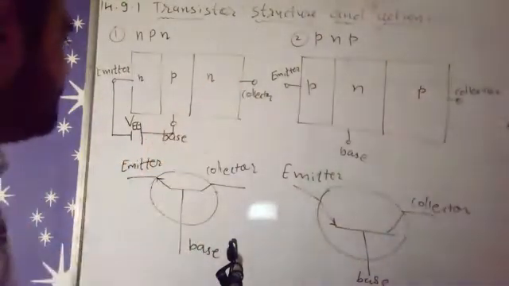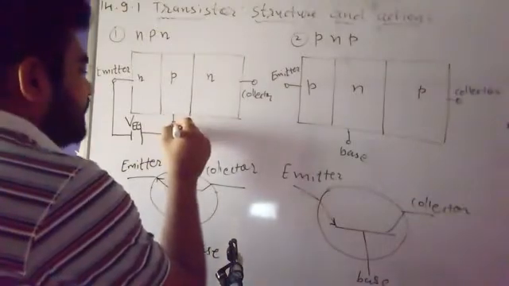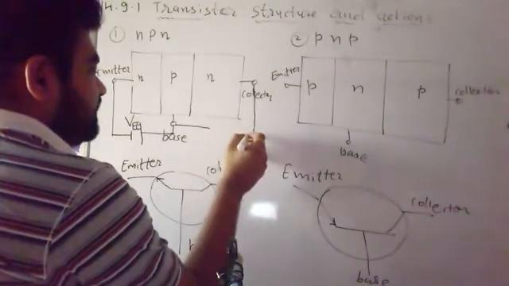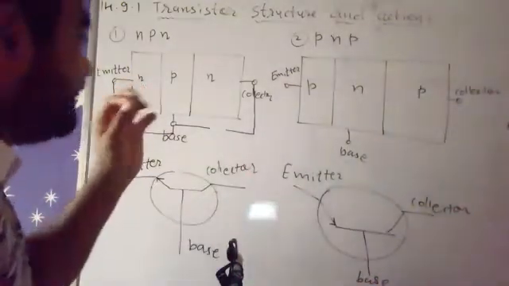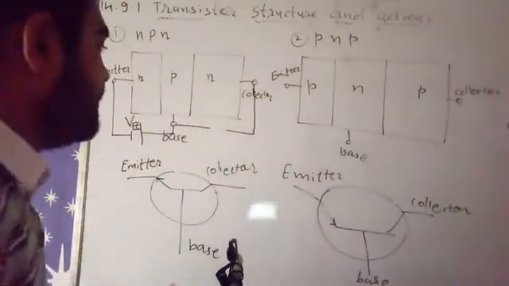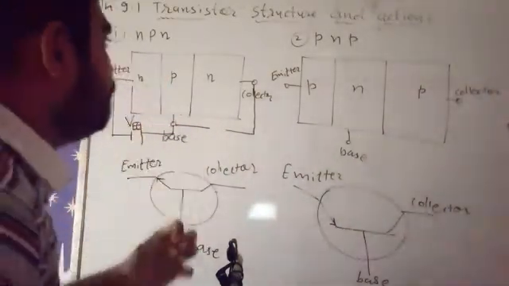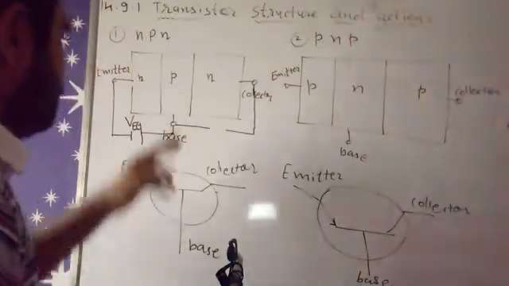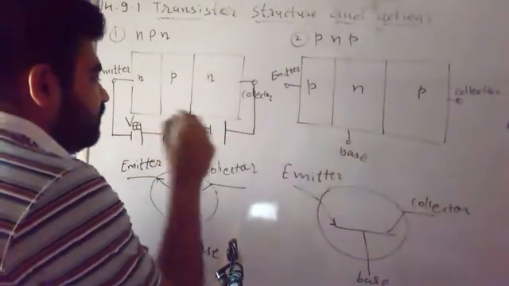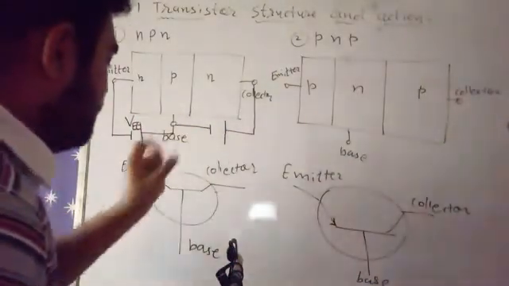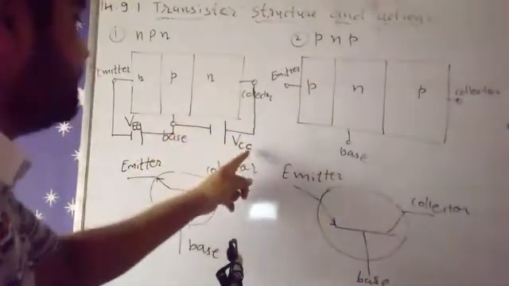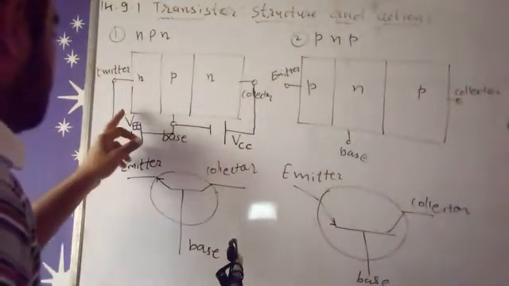Now the base and collector, these terminals should be connected in reverse bias. Why do we connect forward bias here and reverse bias here? To gain more output from this circuit. So the P type semiconductor should be connected with negative and the N type with positive. And we name this VCC, the collector current, right? Here the emitter.